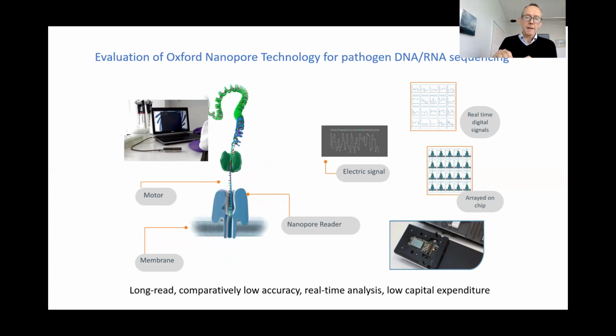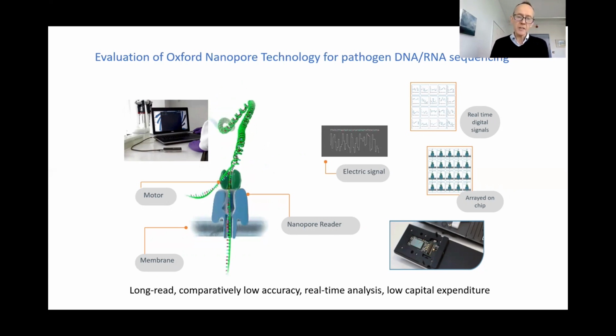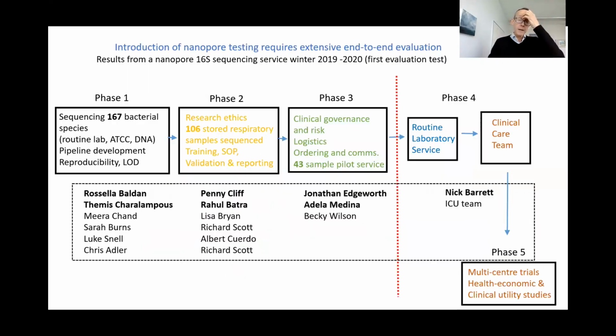Now the thing is, this is not as accurate as short-read technology such as Illumina, but it's what they call long-read. You can see there, it sequences it in one go rather than chopping into little pieces and having to reassemble. And then you can analyze in real time, and it's relatively cheap to get started, unlike the money required for a large short-read sequencer. Now, introducing nanopore technologies, or indeed anything as complicated as this, is not simple.